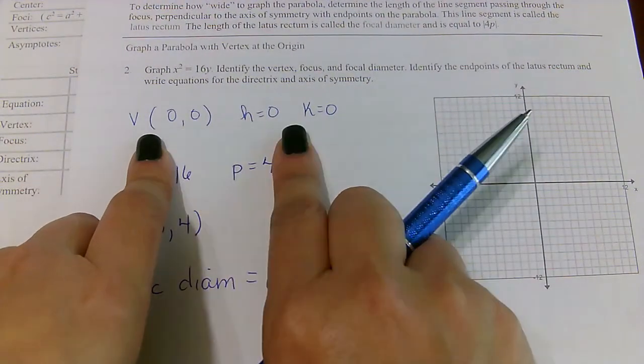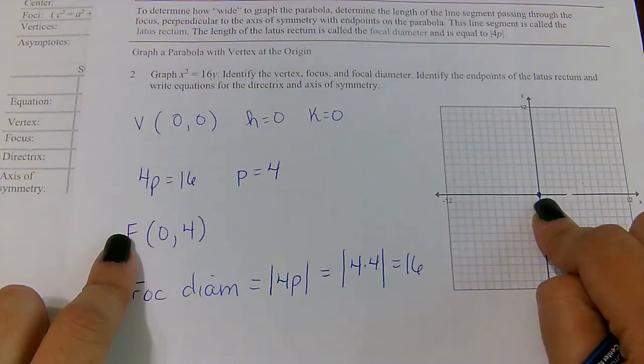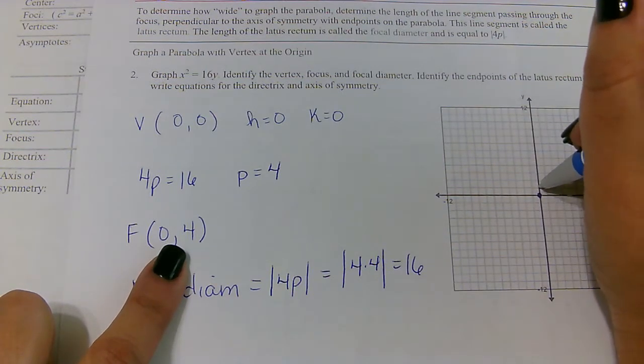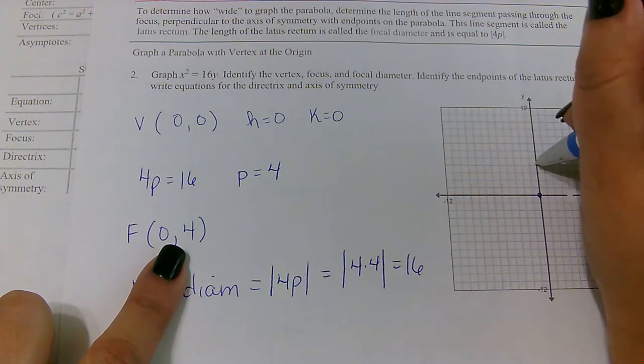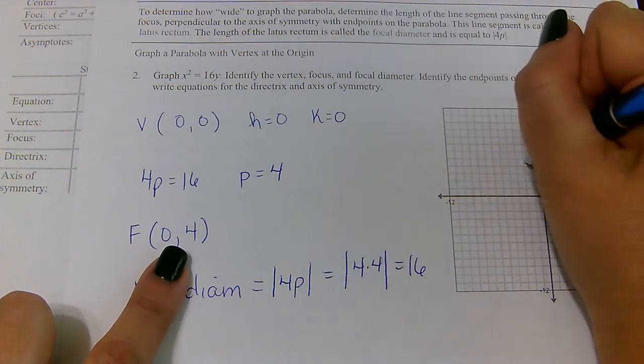We know that the vertex is at 0, 0, so I'm going to go ahead and put that there. Our focus is at 0, 4. I'm going to stay here and go up 4. 1, 2, 3, 4. Here's going to be our focus. I'm going to label that with an F.